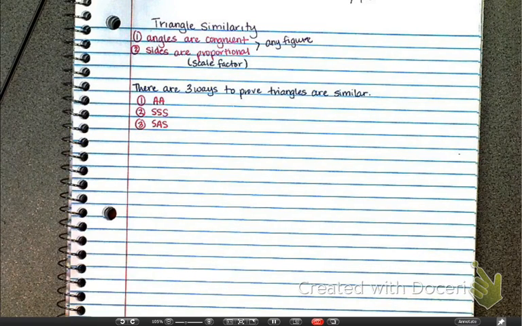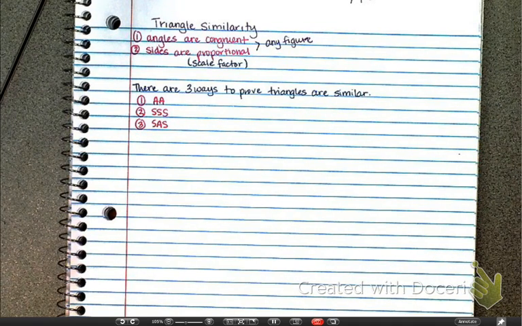Now, if you look at each of those, it takes different information, right? The first one, you just need to know about the angles. The second one, you need to know about all the sides. The third one, you have a mixture. If you know those 3 and we go through the problems, it will help your processing. And I'll show you what I mean.